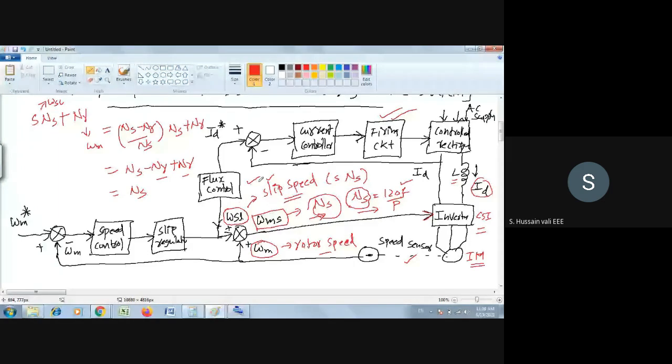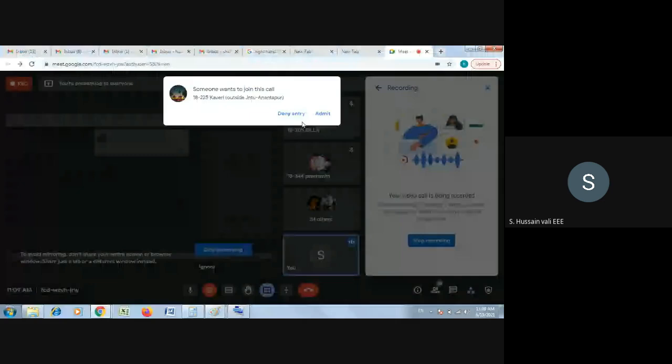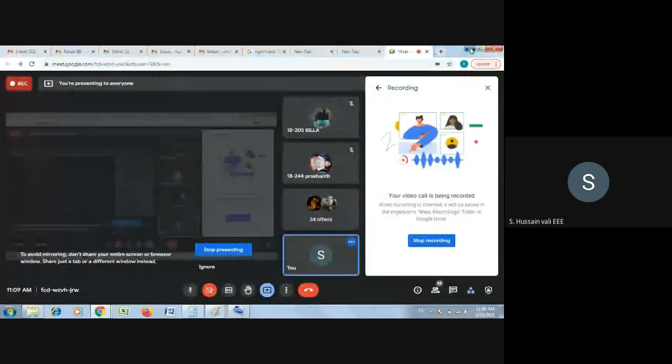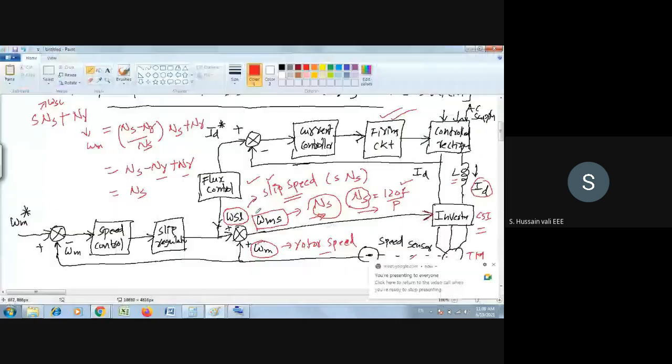So now recall the flux control box. What is the relationship between flux control and the slip speed? You must understand this. Here you see carefully that your slip speed is nothing but S N_s.